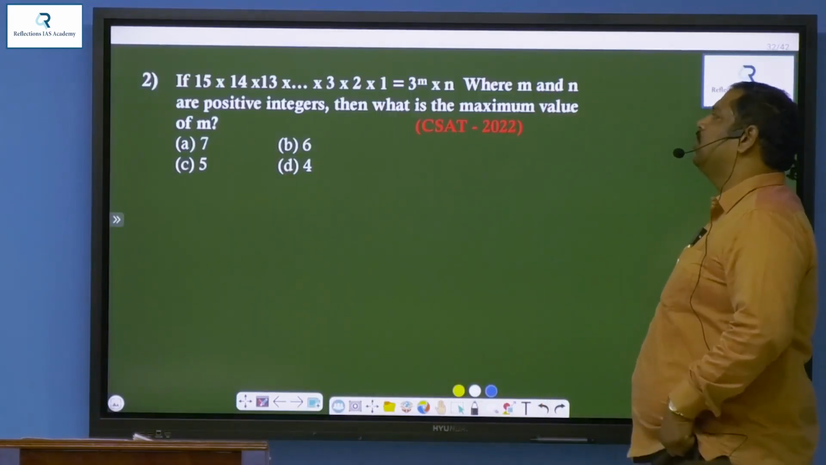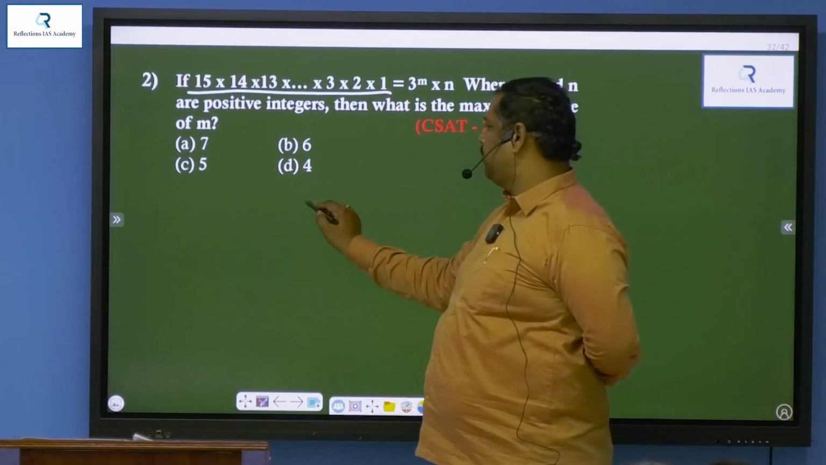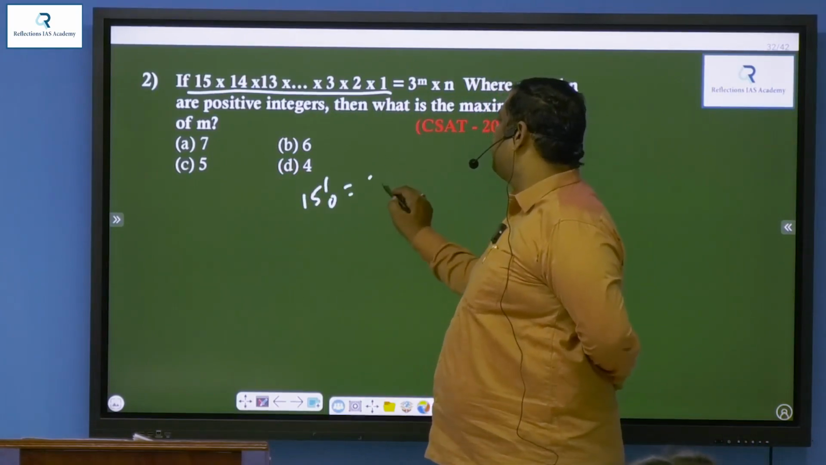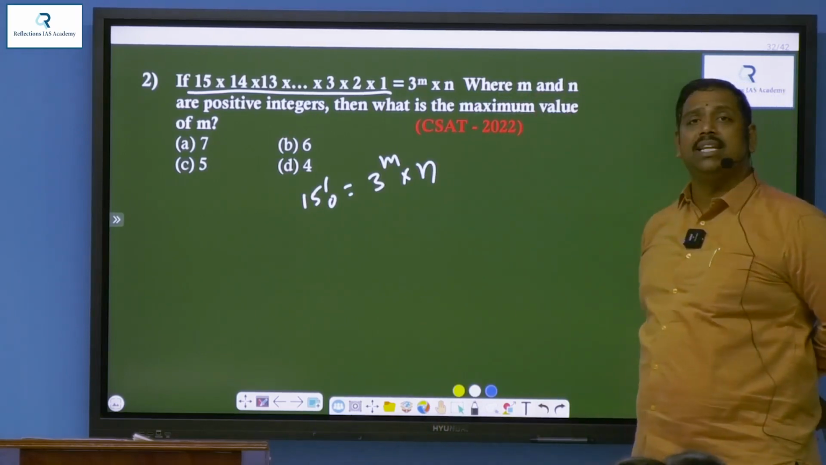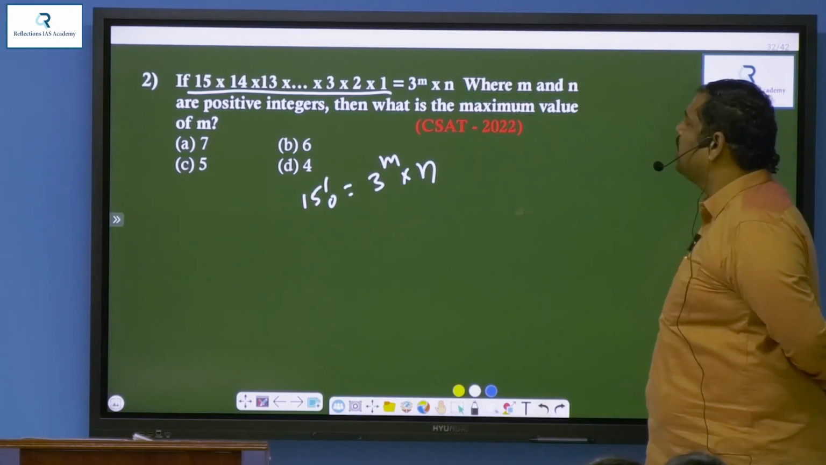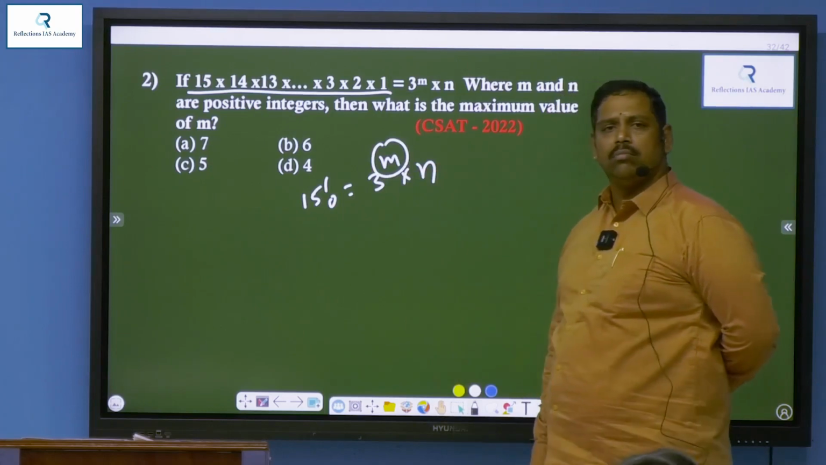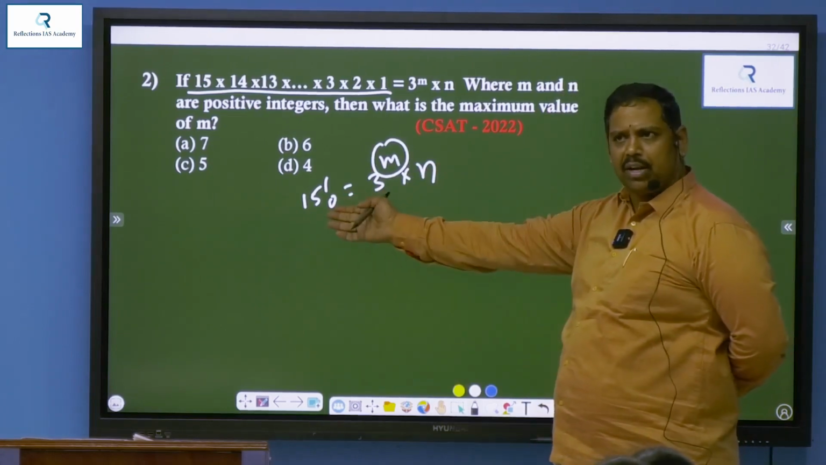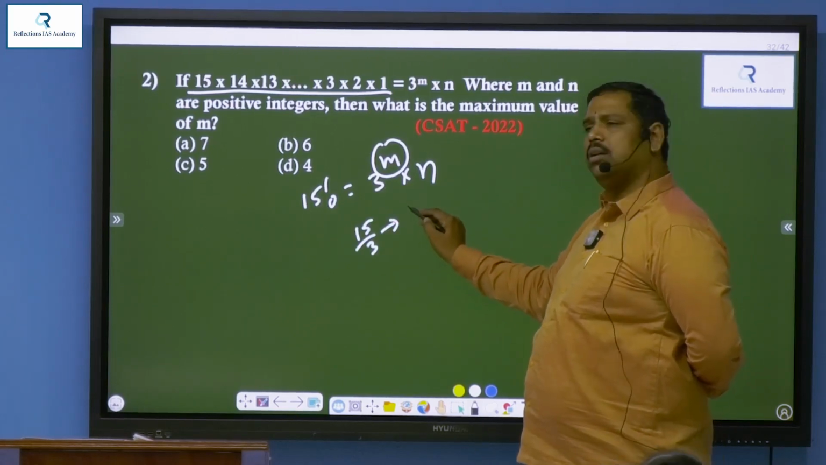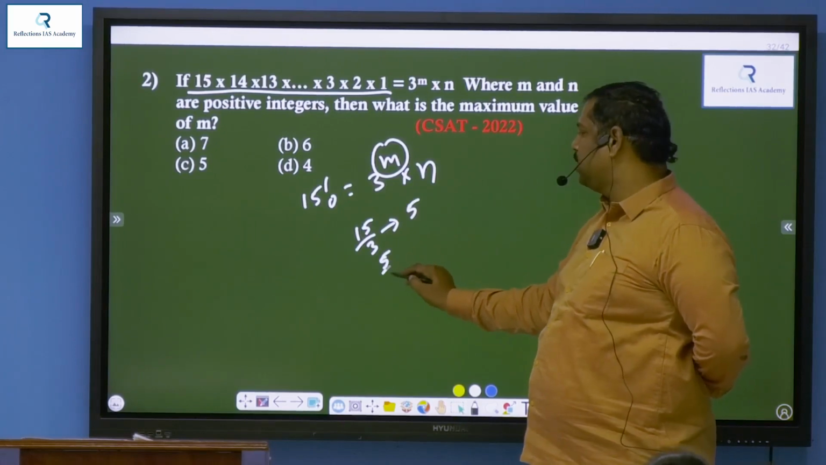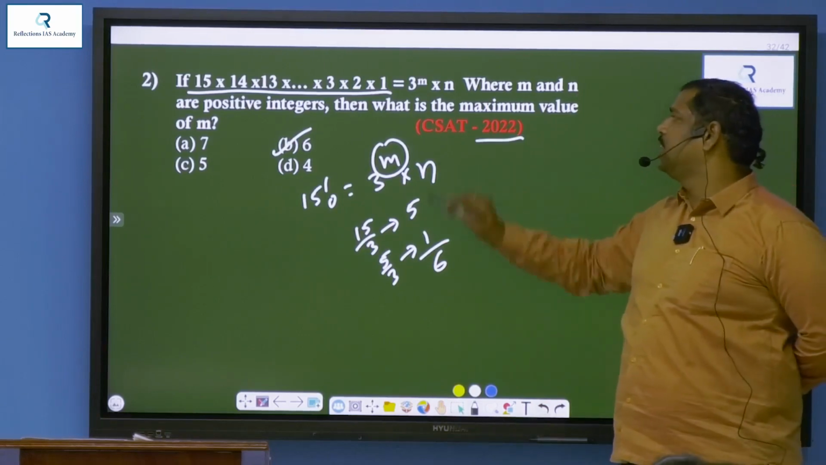15 into 14 into 13 and so on, 3 into 2 into 1. What is the meaning of this entire thing? 15 factorial is equal to 3 power m into n, where m and n are positive integers. Superb. And then what is the maximum value of m? Maximum value of m means the highest power of 3, yes or no? He is asking for the highest power of 3 in 15 factorial. What will you do? 15 by 3, how much will you get? 5. 5 by 3, how much will you get? 1. Bus. 6 is the answer. This is a question in 2022 CSAT.